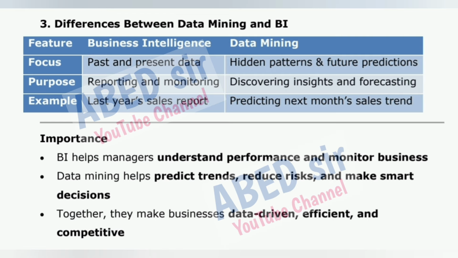3. Differences between data mining and BI. Feature: business intelligence, data mining. Focus: past and present data, hidden patterns, and future predictions. Purpose: reporting and monitoring, discovering insights and forecasting. Example: last year's sales report, predicting next month's sales trend. Importance: BI helps managers understand performance and monitor business. Data mining helps predict trends, reduce risks, and make smart decisions. Together, they make businesses data-driven, efficient, and competitive.